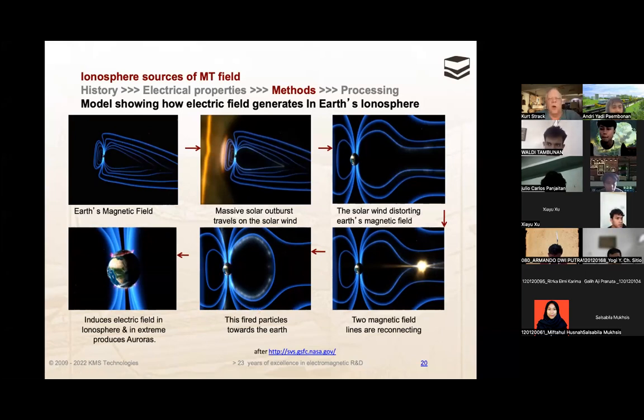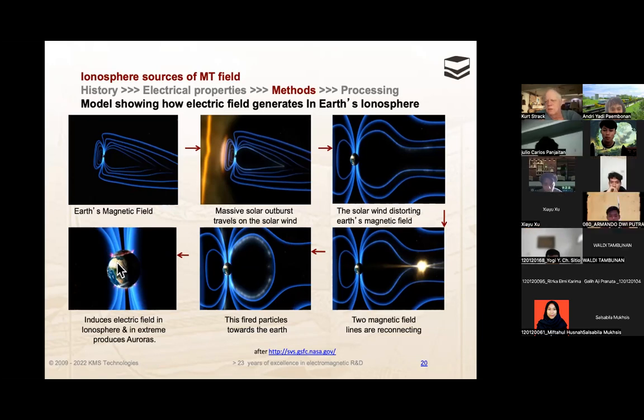Does anybody know how strong these currents are that are flowing in the magnetic field lines? You can unmute your microphone and speak. Nobody? 1 amp, 10 amps, 1,000 amps, 10,000 amps, 100,000 amperes. Anybody, any idea? Professor Andriadi: 10,000. Between 10,000 to 100,000. So they're very large. Now, these are low frequencies.